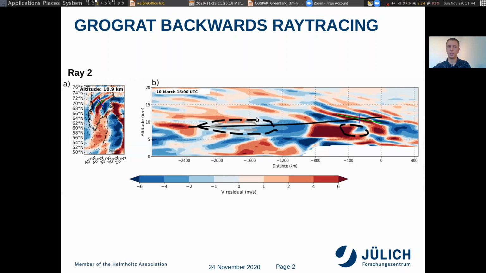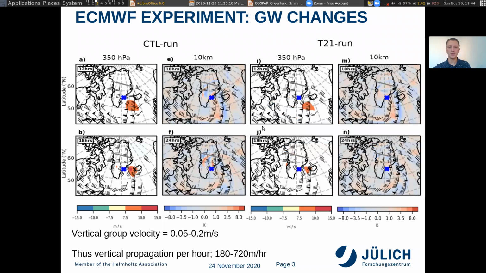These black dashed areas are indicating when the cross-stream ageostrophic wind is greater than 7.5 meters per second, and this is when it's greater than 10 meters per second. So it's just an indication of how out of balance the jet is. And this gravity wave packet propagates above these areas of the jet being out of balance and into this area where the jet is out of balance.